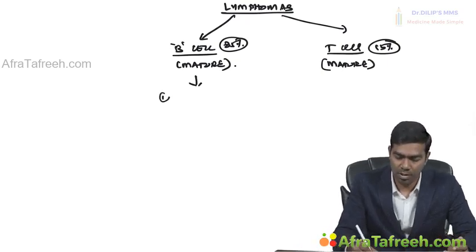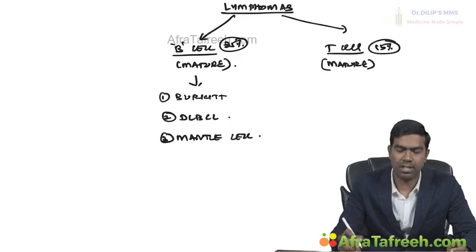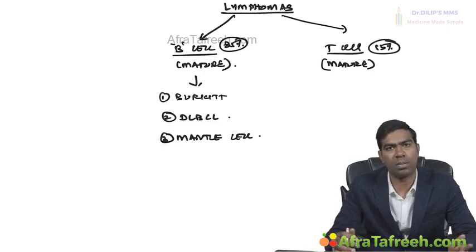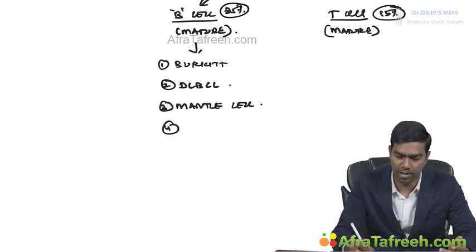Number one, let us see something called a Burkitt lymphoma. And number two, you have something called DLBCL, that's called a diffuse large B-cell lymphoma. Third one, you have something called a mantle cell lymphoma. Mantle cell itself, you have an ordinary mantle cell lymphoma and a blastoid mantle cell lymphoma. So many things are there, but let us assume an ordinary mantle cell here.